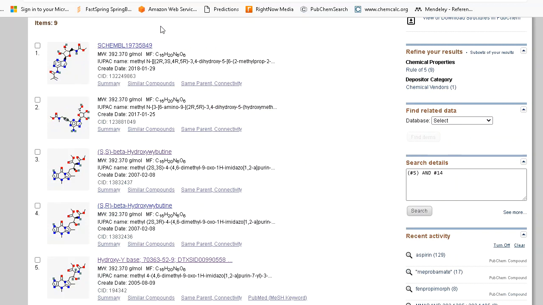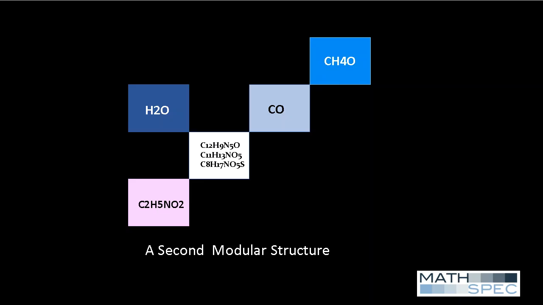So now we have 9 possible structures that we need to look at one at a time to see which of these may fit our modular structure. If we bring that up, this is our second modular structure that we did the substructure searching on. We could have also looked at them one at a time with just the formulas without the substructure searching, but that was 127 compounds, and this is only 9. So the substructure searching in this case has helped a lot to reduce the search space.